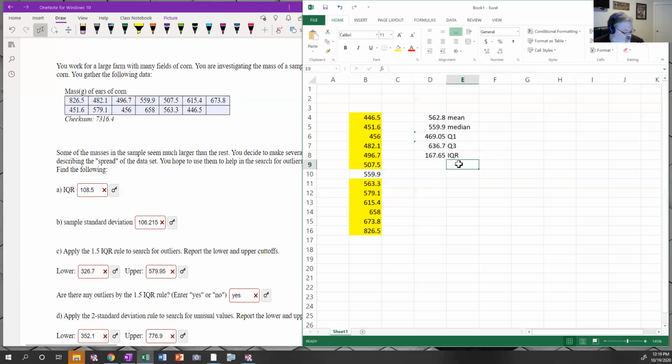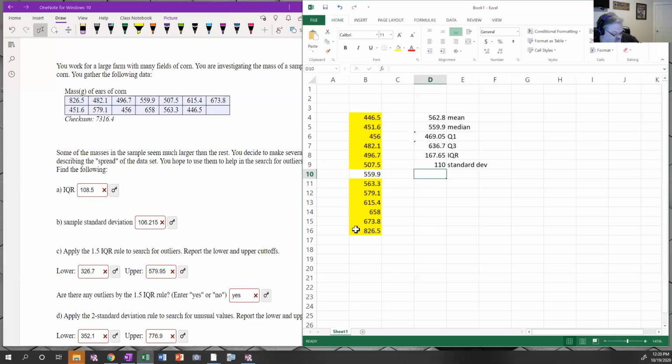Let's see, we're also going to need standard deviation. So again, equals ST, this is a sample, so I want ST-S. I'm going to highlight all that data. We might have thought, okay, I don't need the mean yet, but later on we will need that mean, so it's nice to have it.